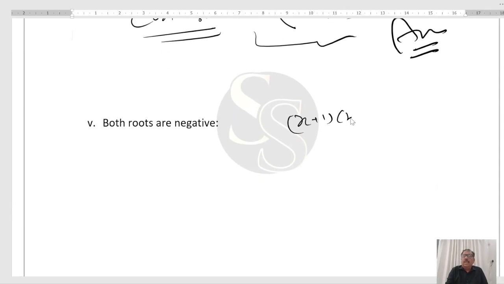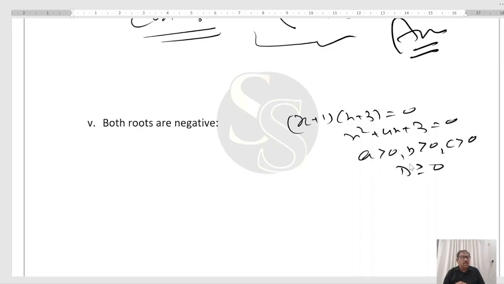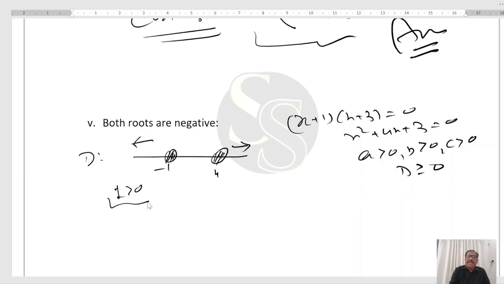(x plus 1)(x plus 3) equal to 0, that is x square plus 4x plus 3 equal to 0. A greater than 0, b greater than 0, c greater than 0, d greater than 0. Right? In that case, d is again the same, minus 1 and 4. This side goes this side, this side goes this side. And a is greater than 0. Correct.